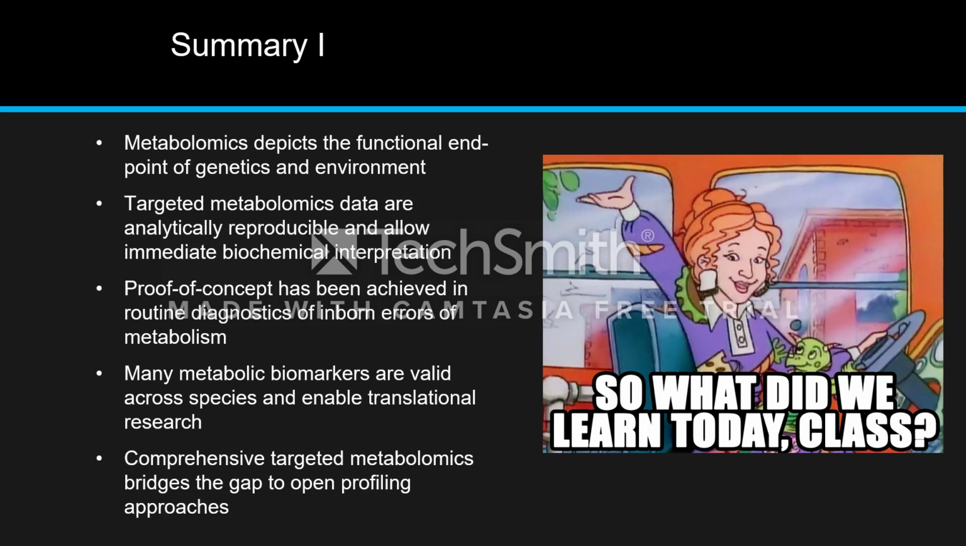Proof of concept has been achieved in routine diagnostics of inborn errors of metabolism. So that is saying that we know that we can find the issues in metabolism from a young age. We can screen newborns. Many metabolic biomarkers are valid across species and enable translational research. That means that we can look at how a pig's metabolism works and almost compare it to our metabolism. We can do all kinds of things looking at it. Plants metabolize much differently than we do, but we can still look at it and have some kind of concept and idea of what our similar metabolites are.